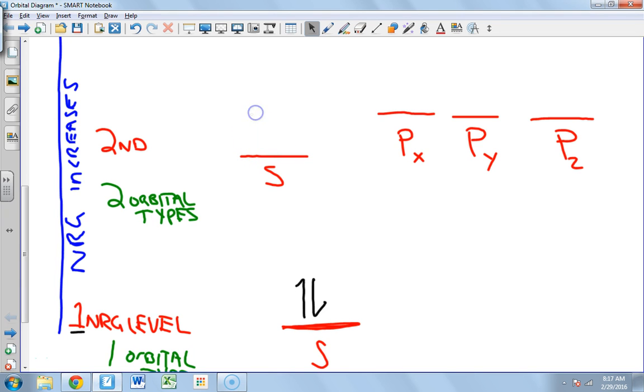So now we're going to put an electron here. And again, Aufbau takes precedence.